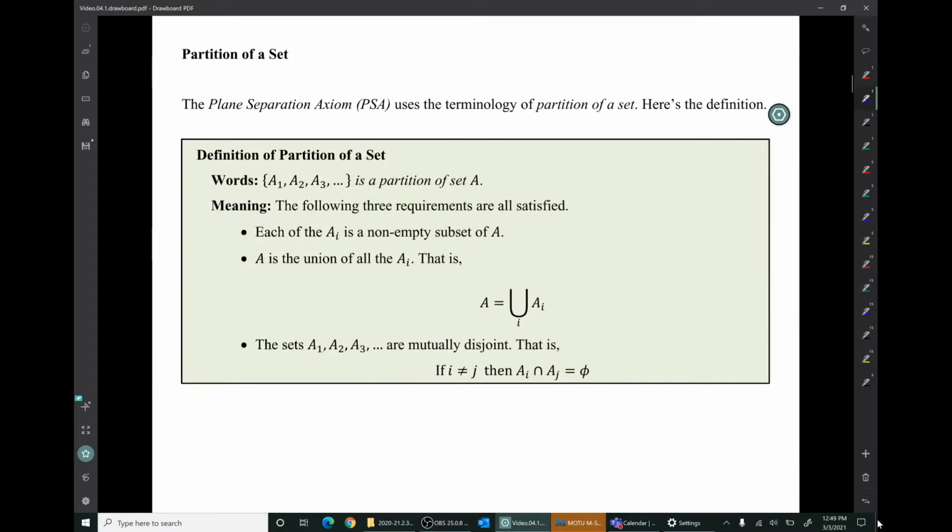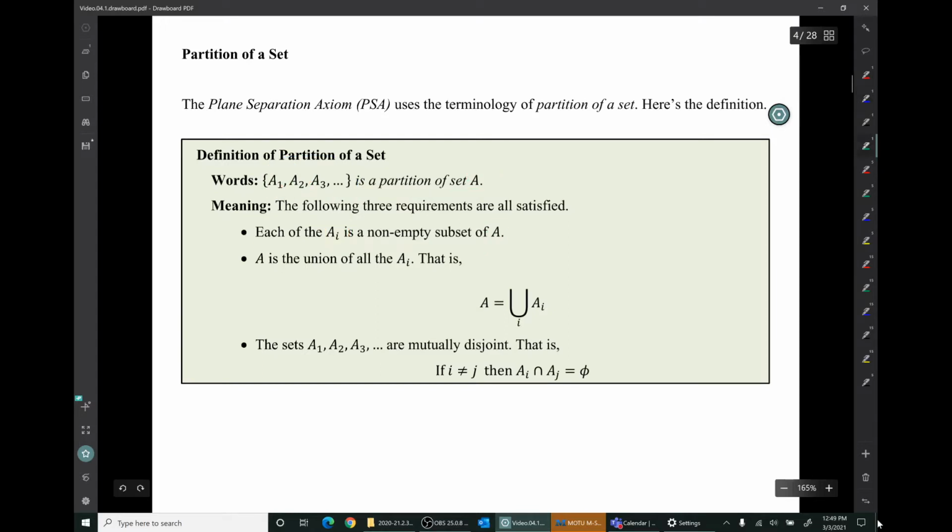Here's the definition of partition of a set. These words, this set of things is a partition of set A, mean this. The following 3 things are all satisfied. Each of the things in that set, A subscript 1, A subscript 2, and so on, A subscript i in general, is a non-empty subset of this set A.